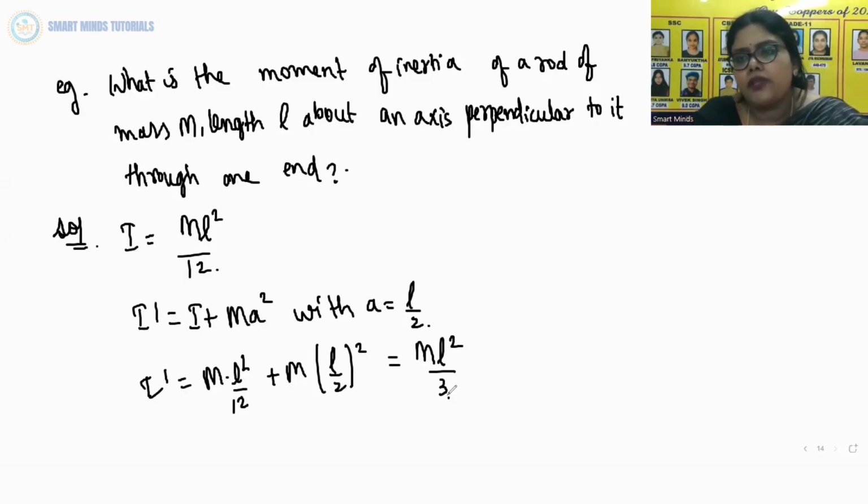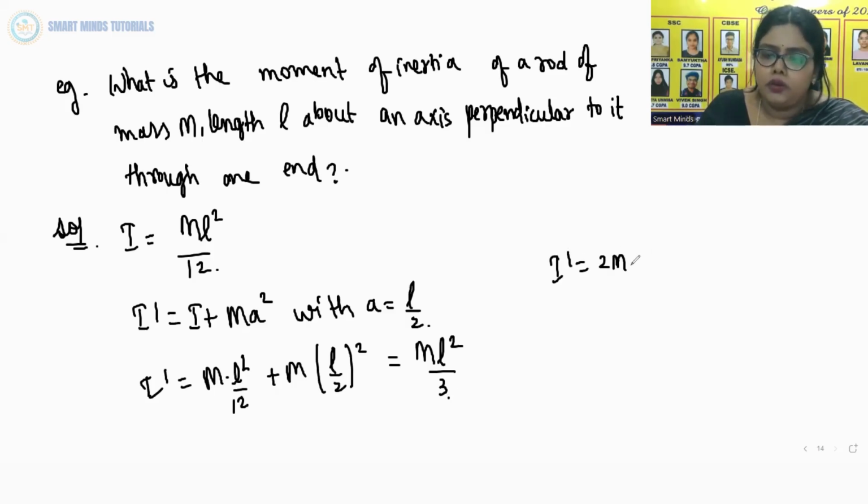We can check this independently, since I dash is half the moment of inertia of a rod of mass 2M and length 2L about its midpoint. So I dash is equal to 2M into 4L square by 12 into 1 by 2. If you solve this, you will get ML square by 3.